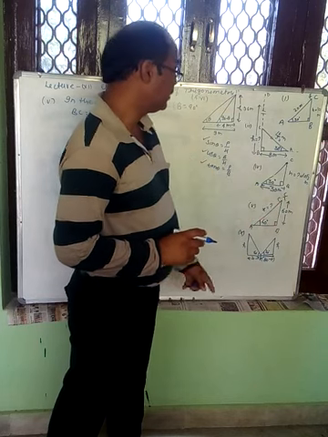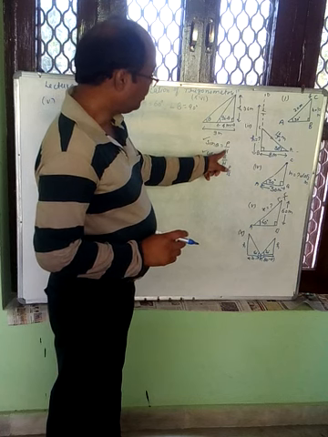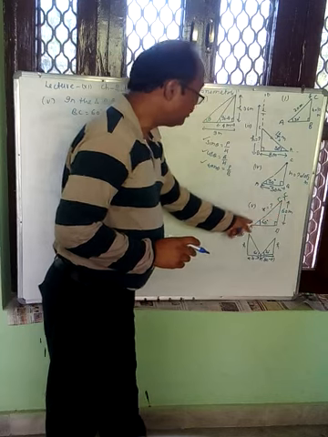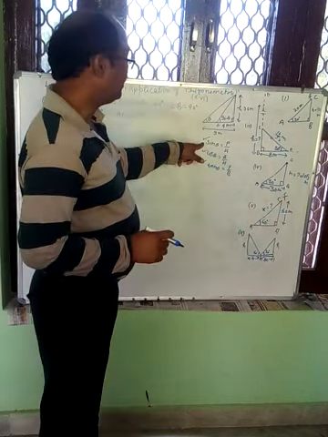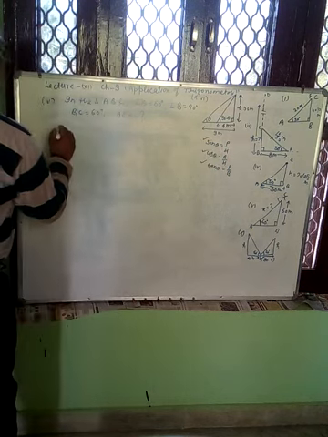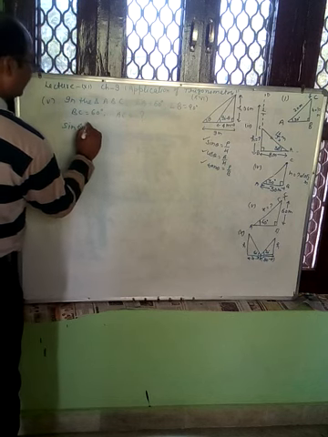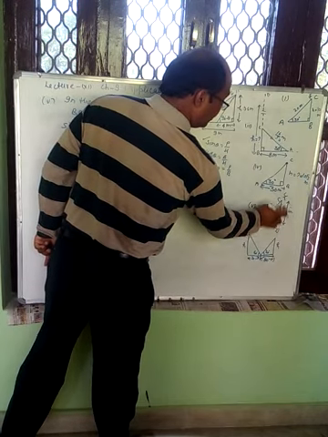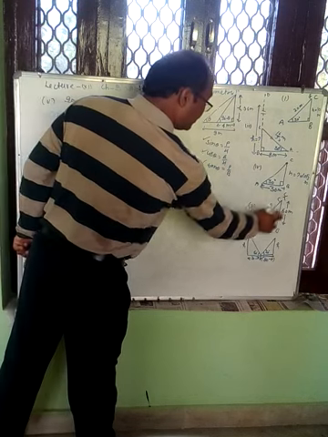Now, sin theta is perpendicular upon hypotenuse. The perpendicular is already given here, and the hypotenuse is what we want to find, so we can use this. Sin theta is perpendicular upon hypotenuse. Then sin 60 degrees is equal to the perpendicular BC upon the hypotenuse AC.